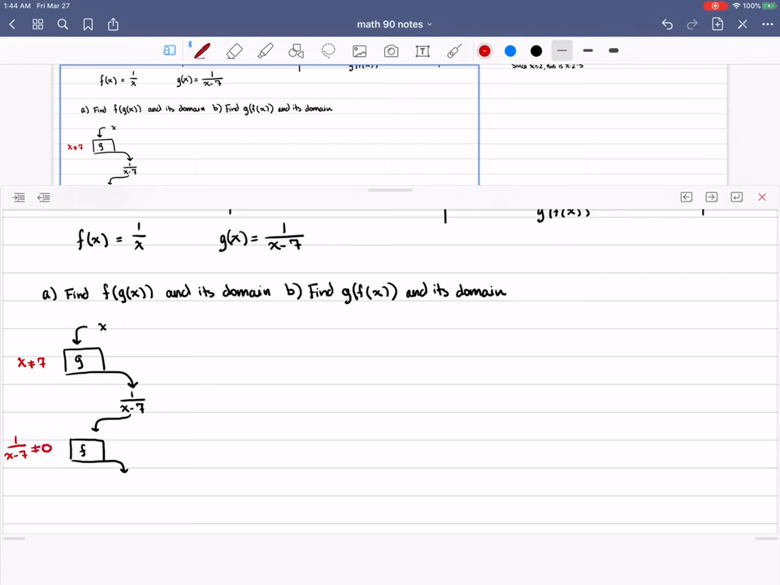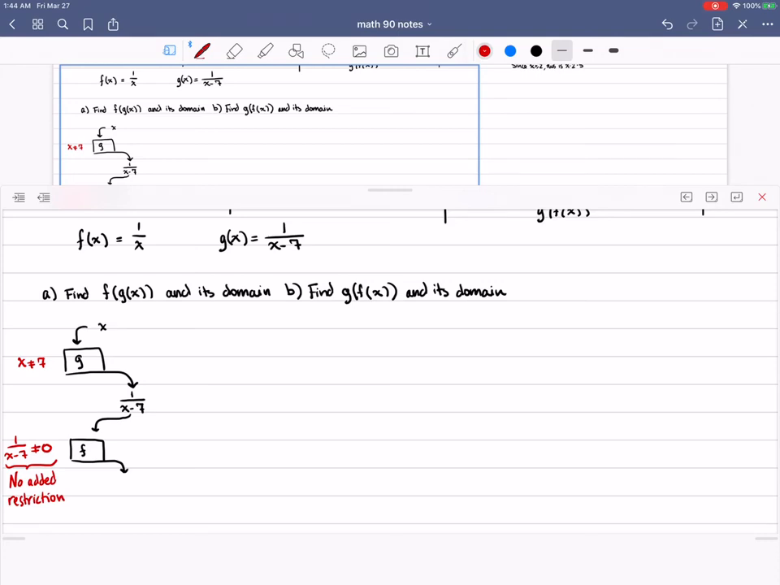Well, as it turns out, 1 over X minus 7 cannot be equal to 0. It's not possible to get 0 when you divide 1 by something. So, in fact, this doesn't provide any added restrictions. No added restriction.